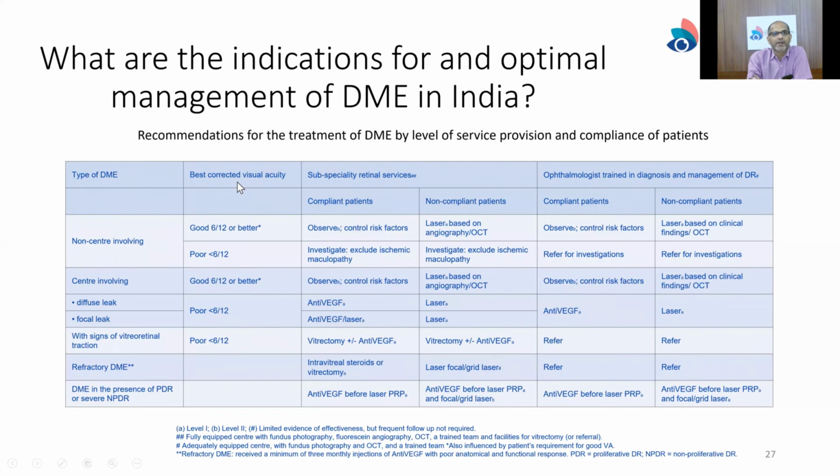The second parameter that we need to look at is visual acuity, whether the vision is good or poor. The third parameter is whether the patient is compliant with our advice or non-compliant. And fourth is who is administering this treatment. Is it an ophthalmologist who is trained in diagnosis and management of DR, or just a general ophthalmologist. So based on these parameters, we have to consider the individual patient and give the treatment.